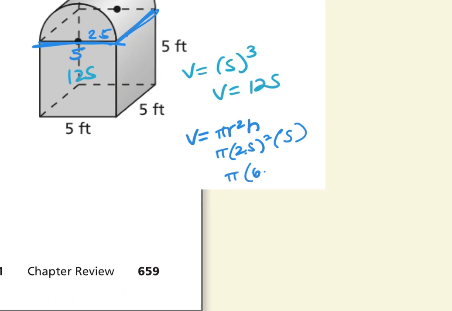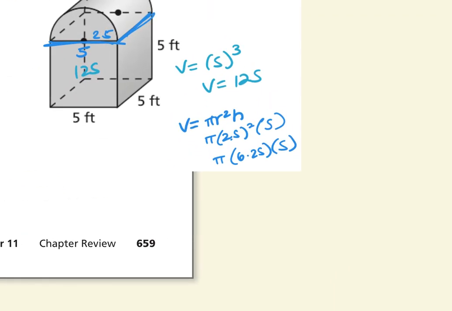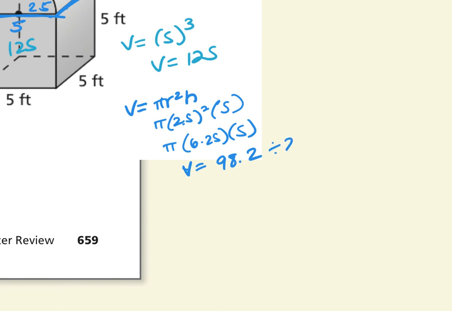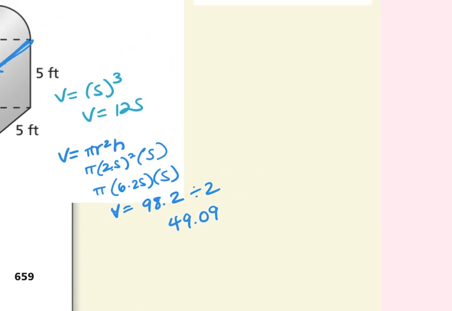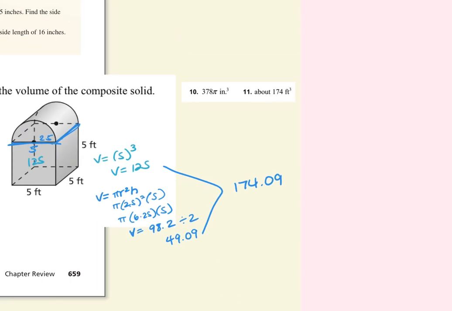And then pi 6.25 times 5. Did it say round? It didn't. So I'm going to multiply that all out. And the volume of that cylinder is 98.2. But it's only half of it, so divide that by 2. And then add those two together. It just rounded it to the nearest whole number, but that's what it would have been.